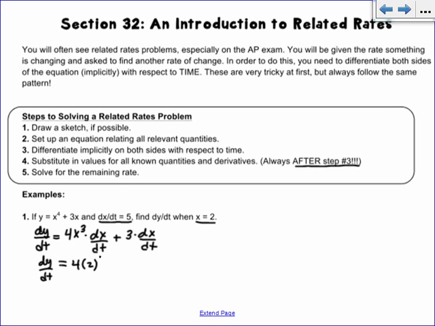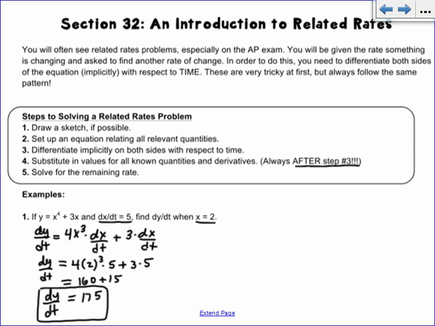So we have 4 times 2 cubed times 5 plus 3 times 5. So we get 20 times 8 is 160 plus 15. So our answer is 175. So that's dy over dt. Okay. And in the real life examples, we'll have units and so on, so we'll be talking about units. But in this one, we didn't have any units given.